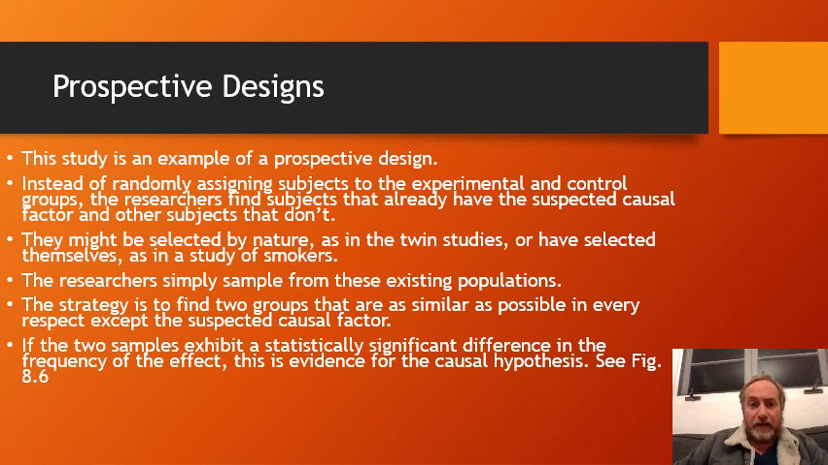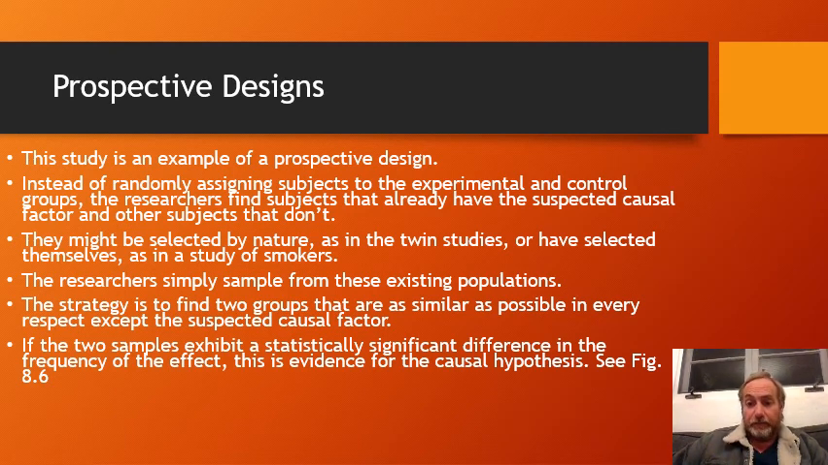But in either case, in a prospective design, they find the populations where they all have the causal factor and they all don't, and then they just sample from those populations that are already out there. So instead of randomly assigning people, one group to get the causal factor and one group to not get it, they go out in the world and find groups that are already like that and sample from them. So the strategy is a little less random. You want to try to find two groups that are as similar as possible in every way, except for the suspected causal factor.